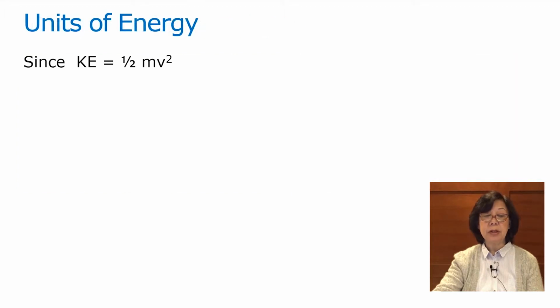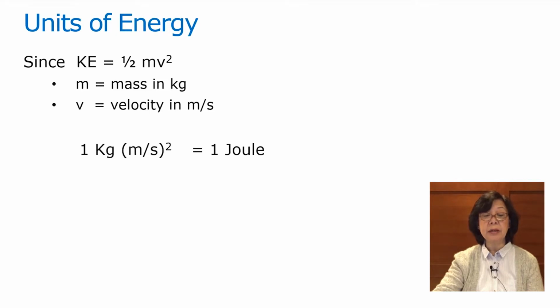The units of energy arise from kinetic energy, 1/2 mv squared, where m is the mass in kilogram, v is velocity in meter per second. So energy unit is defined in joule, where 1 joule is 1 kilogram times meter squared per second squared.